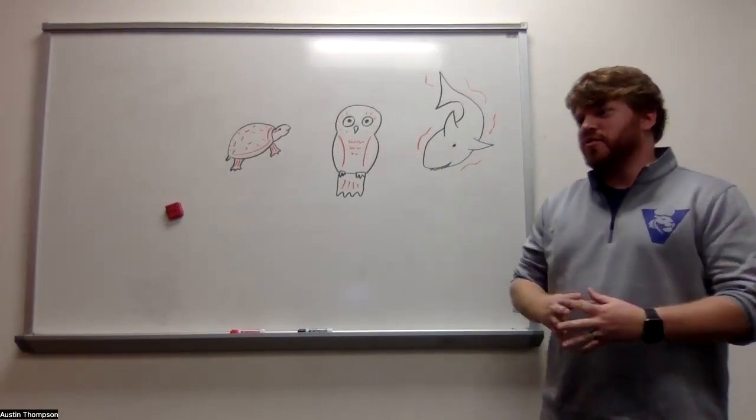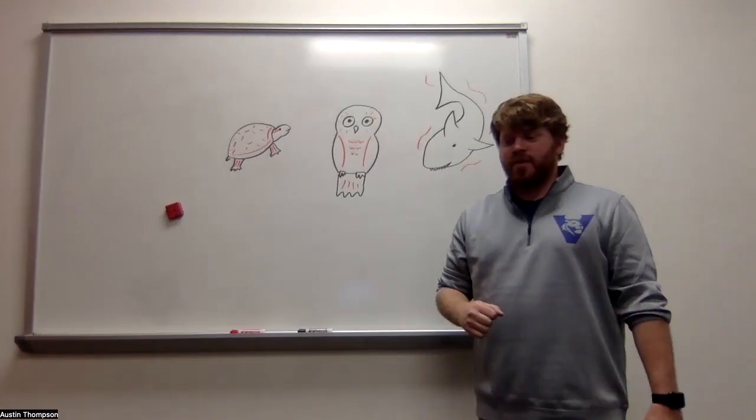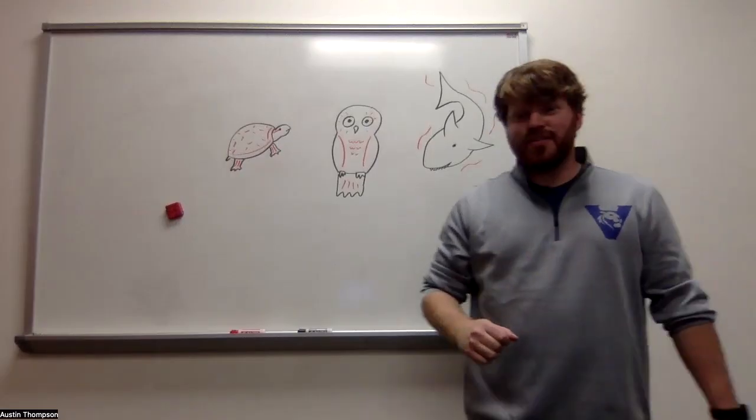We have 3 different scenarios here for you to read, 3 different conflicts in which students might find themselves. With your discussion group, you're going to read through each of these and talk about how each of the 3 different animals would approach this conflict. See what you might do in this conflict and discuss how might others react with these kind of responses. I'll give you a few minutes to talk about this.